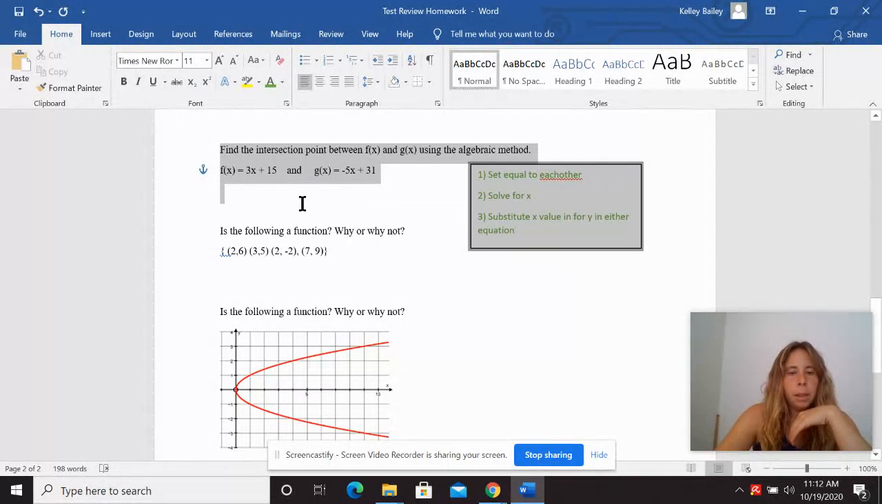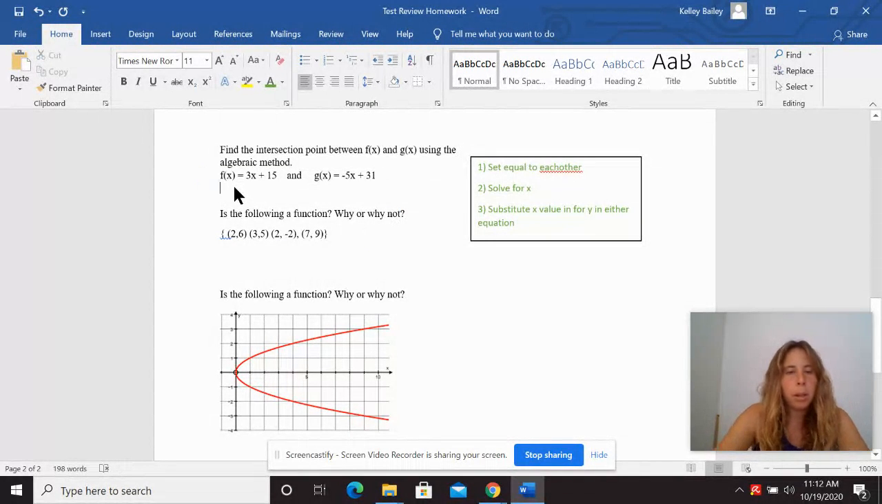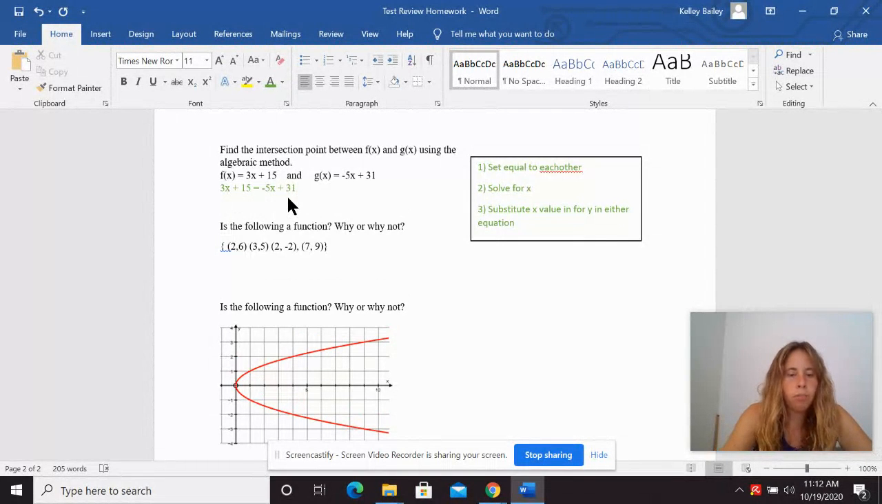Hold on, let me get rid of my spacing. Okay, there we go. So 3x plus 15 equals -5x plus 31. Okay, now we're solving for x. So now I have to get all my x values on one side and all my regular numbers on the other side of the equal sign. I don't like dealing with negatives, so let's just get rid of it. So I'm going to add 5x to both sides. If I add 5x over here, I have to also add it over here.